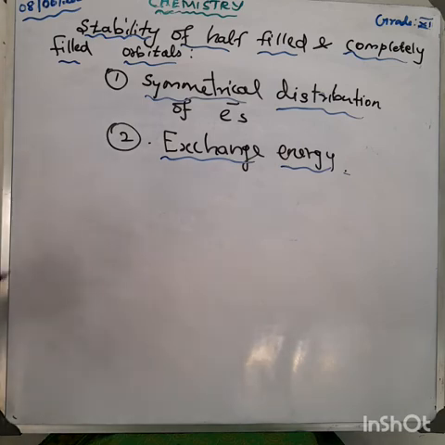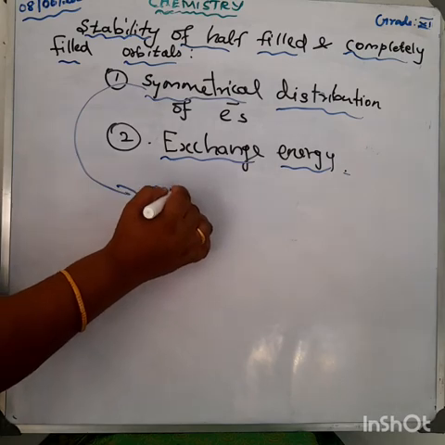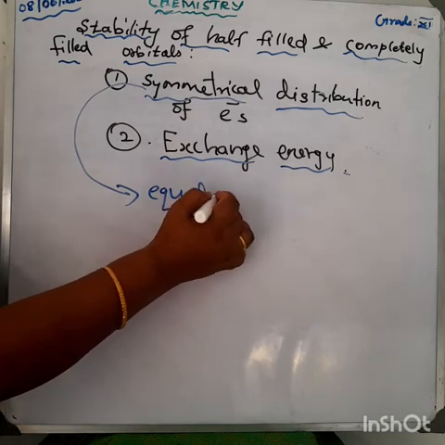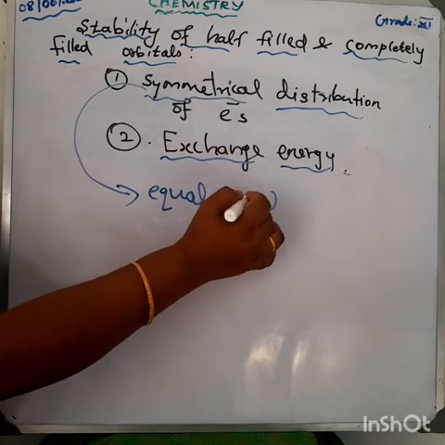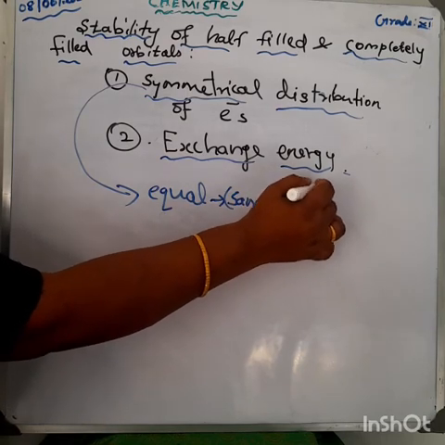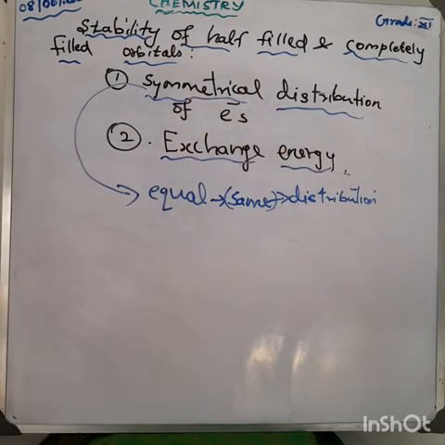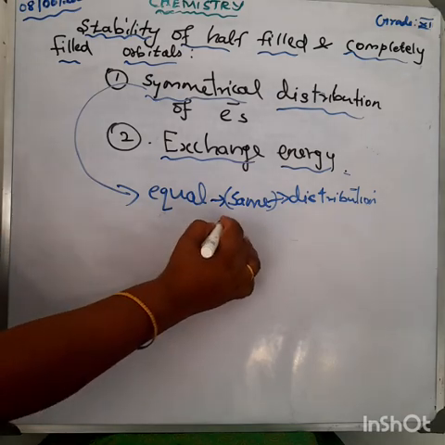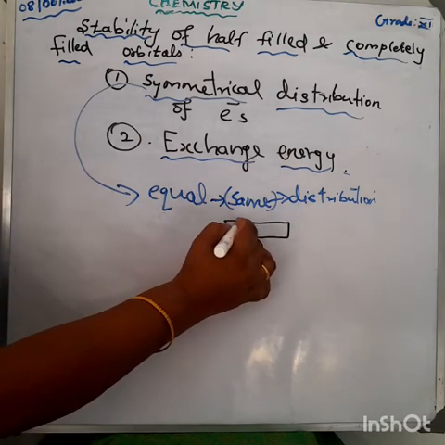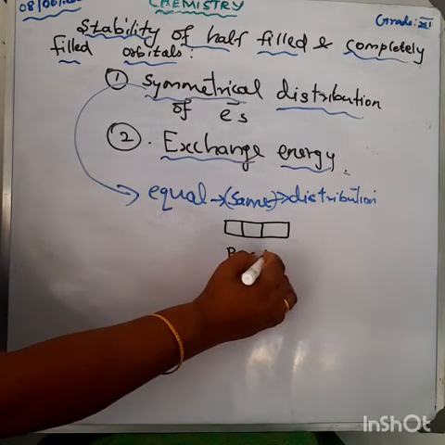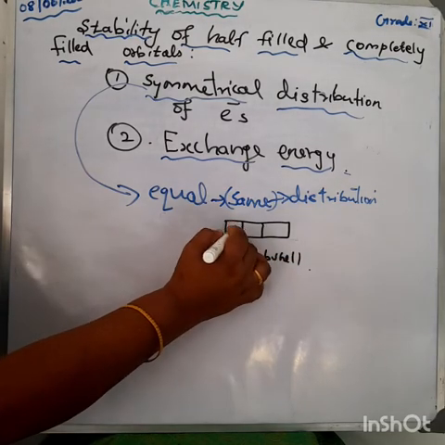What do you mean by symmetrical distribution? Symmetry means the same or equal. So symmetrical distribution of electrons means equal distribution of electrons in each orbital of the same subshell. For example, here we are taking the p orbital. Suppose there are 3 electrons in the p orbitals. It is an equal distribution of electrons.